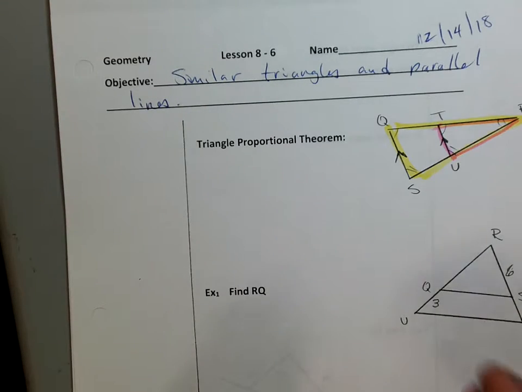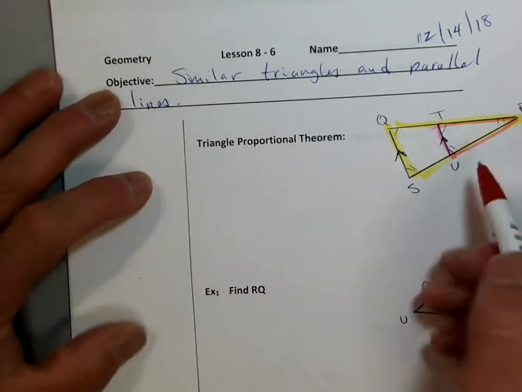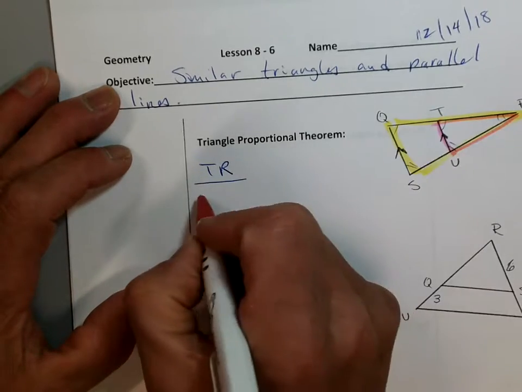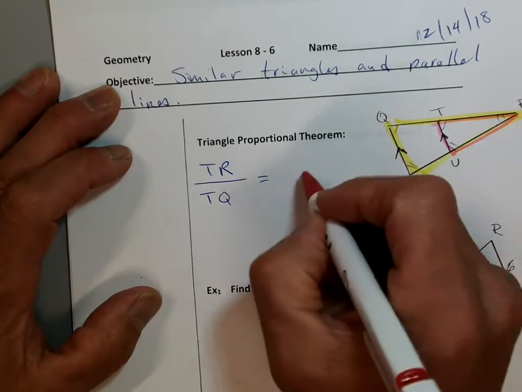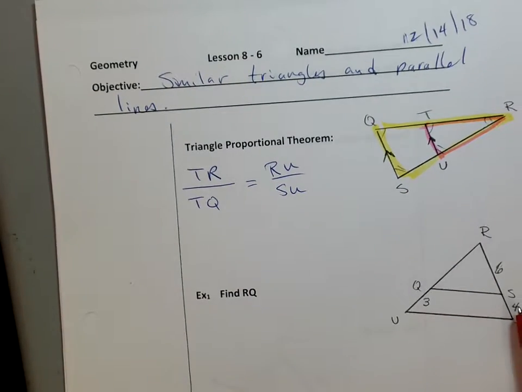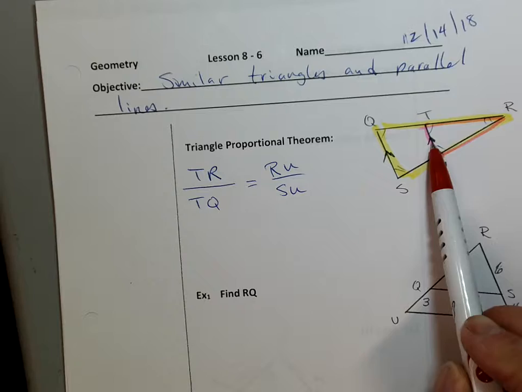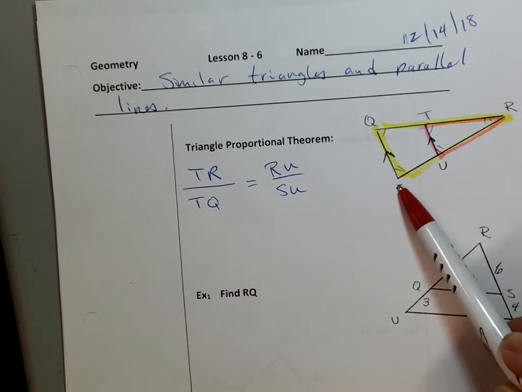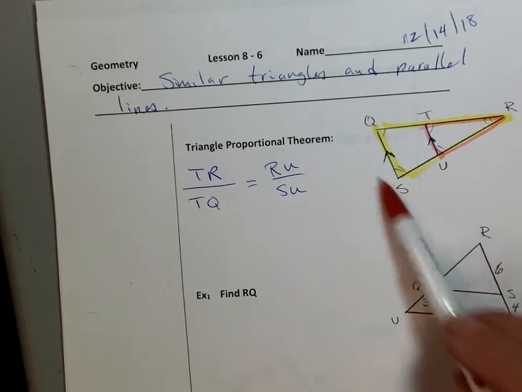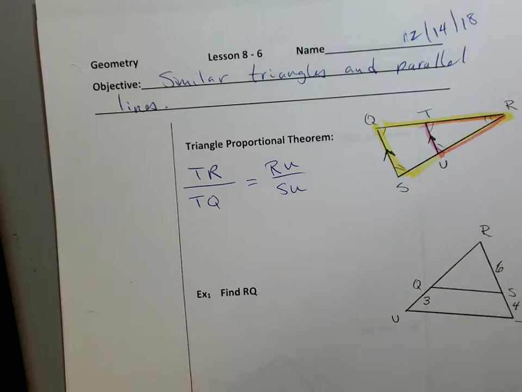However, because of this, we don't have to look at big triangle, little triangle. In fact, we can look at the sides. It's very unique. We can say that TR, that's this side, over TQ is equal to RU over SU. Because of the parallel lines, it creates proportionality. So this side over this little side is equal to this side over this little side. It's that easy. You don't have to worry about big triangle, little triangle. It has to do with the fact that the lines are parallel, okay?